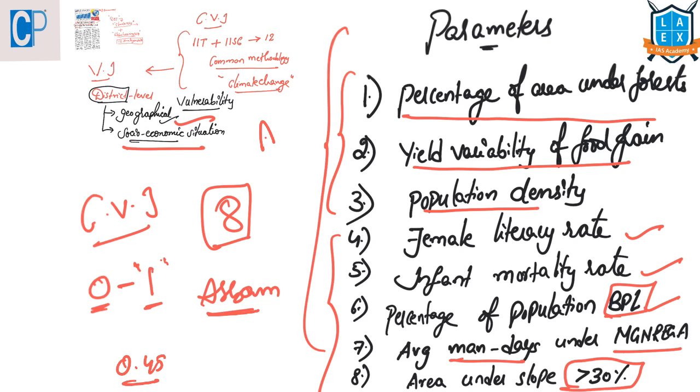If we take the case of Arunachal Pradesh, the key factors of vulnerability are low female literacy rate and a high percentage of population below the poverty line. Whereas in Nagaland, the key issues are loss of forest cover as well as steep slope and high yield variability. So different factors contribute to a particular state's vulnerability.